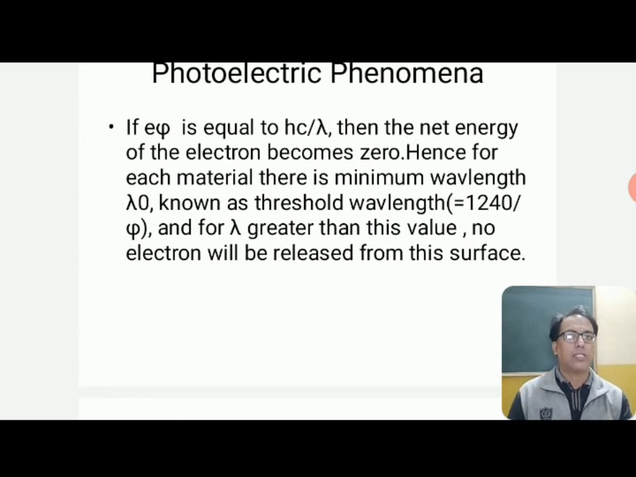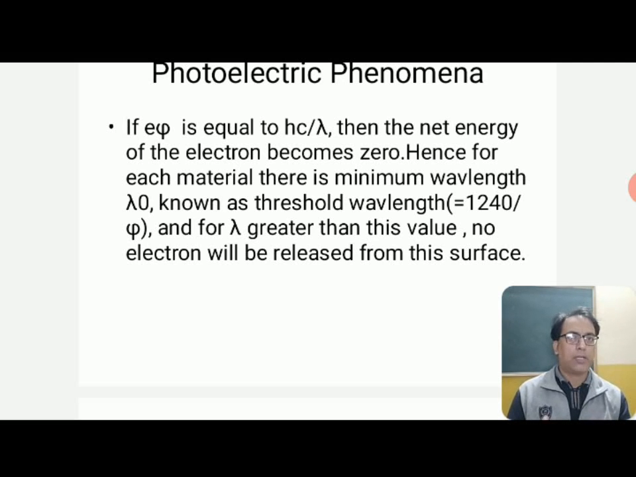If E phi, the product of the electronic charge and the work function, is equal to hc by lambda, then the net energy of the electron becomes zero. If the quantum energy of the light is almost equal to the energy used by the electron for the work function, there will be no emission from the metal. The electron only comes out of the metal surface, but it doesn't travel.